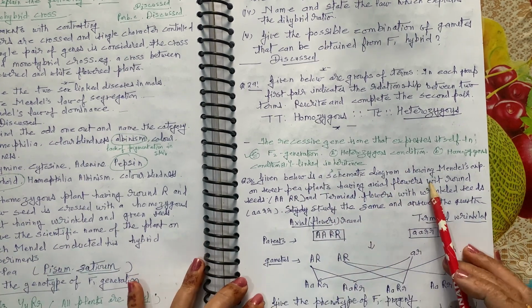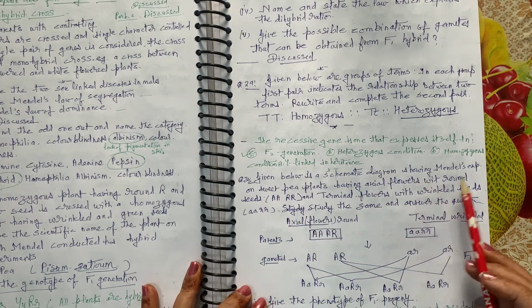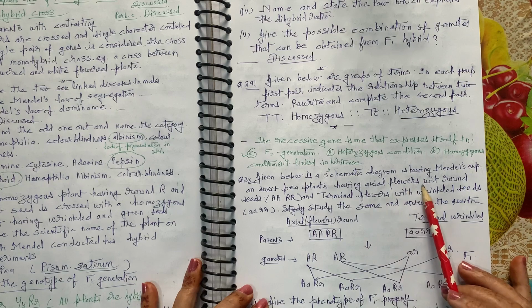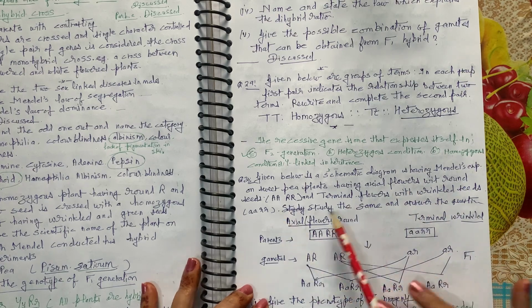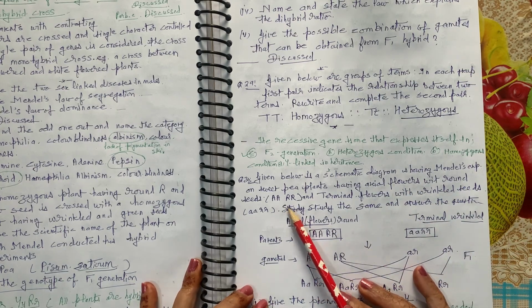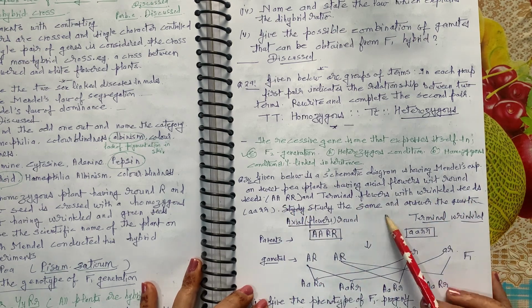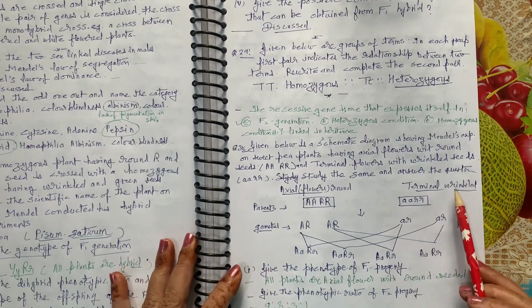Given below is a schematic diagram showing Mendel's experiment on sweet pea. Sweet pea plants having axial flowers with round seeds, capital A, and terminal flowers with wrinkled seeds, small a. Study the same and answer the question.